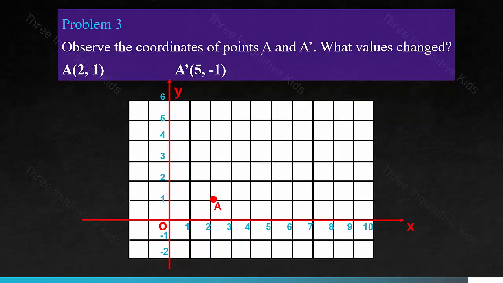Observe the coordinates of points A and A prime. What values changed? A is 2, 1, and A prime is 5, negative 1. The x coordinate and the y coordinate both changed. The x coordinate increased and the y coordinate decreased.